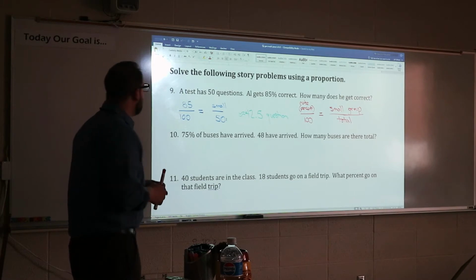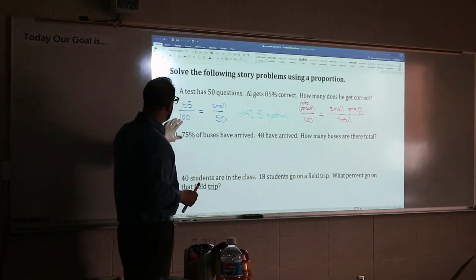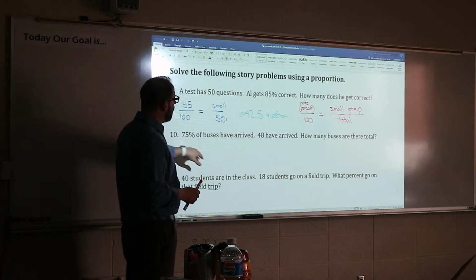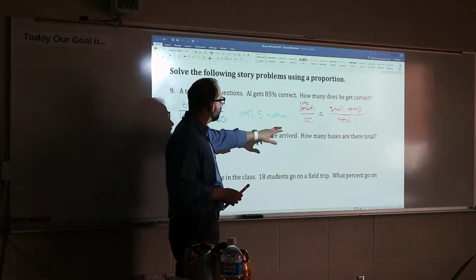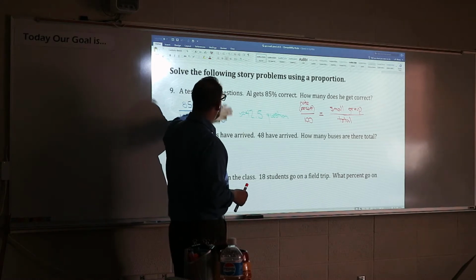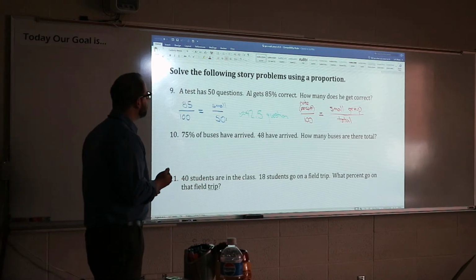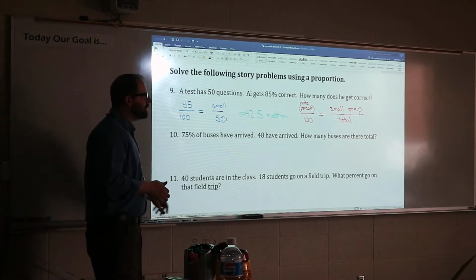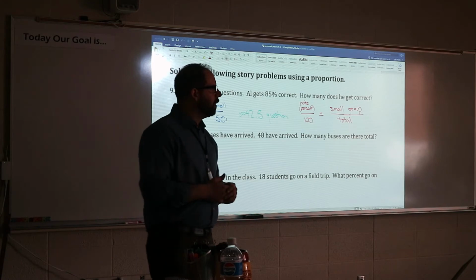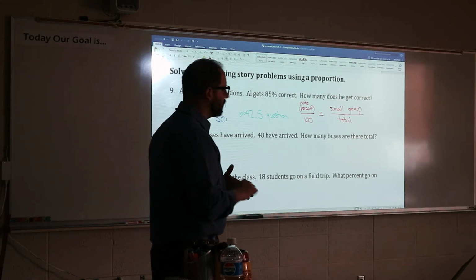So on the next one, 75%, this percent will go here over the 100 because it's a percent. It looks like you have 48 buses arrived and they're looking for total buses, so the number you're missing is the bottom number. They gave you the small number, the 48. Just make sure you put the numbers in the right spots. Do we feel comfortable with 9, 10, 11, how to do them this way? Okay, I'll let you guys work on that.